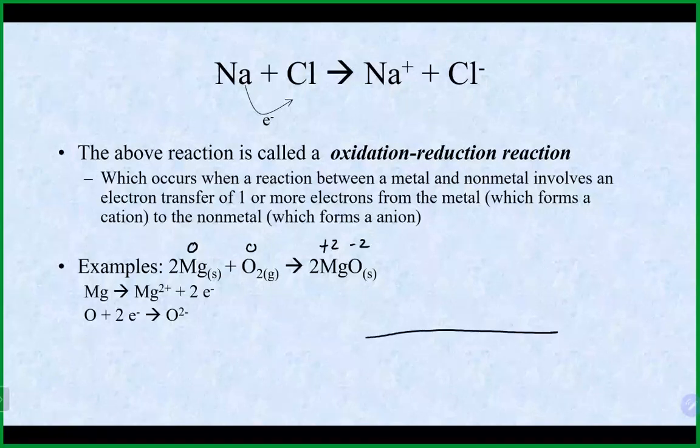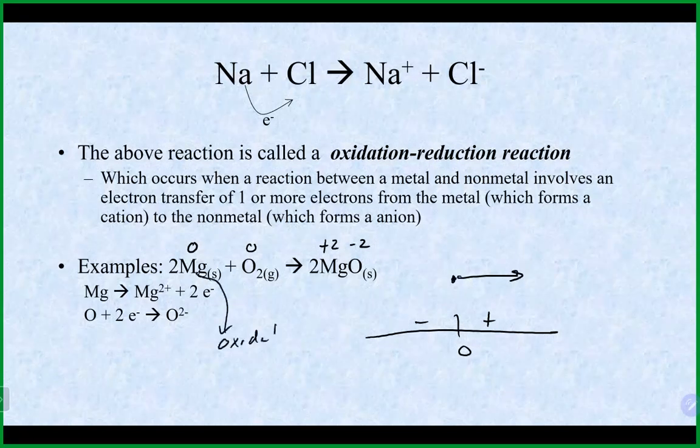If we just look at our overall charges here, the magnesium started at 0 and ended at +2, which means it is becoming more positive. So it is going through oxidation, which is what we would expect. By the way, once I figure that out, I know oxygen is going through reduction by default. Oxygen starts at 0 and ends at -2, becoming more negative, so the oxygen here is going through reduction.